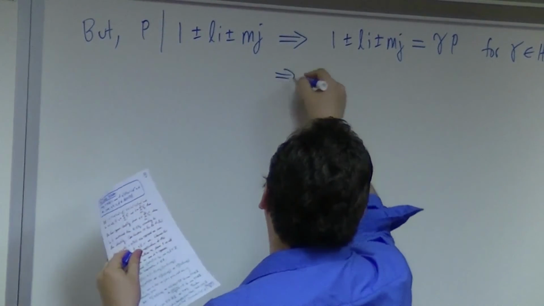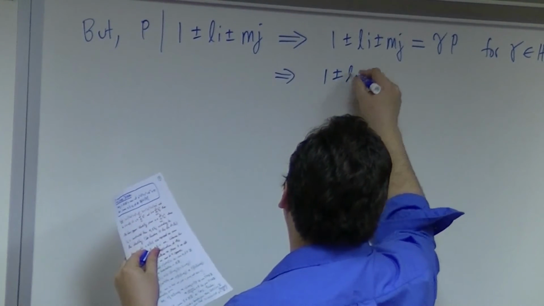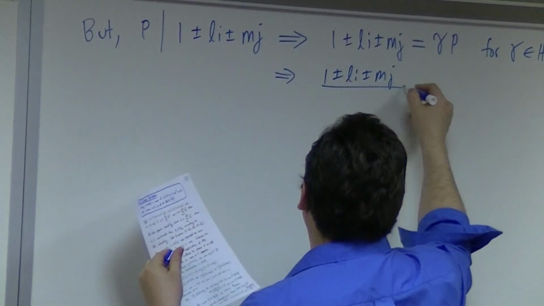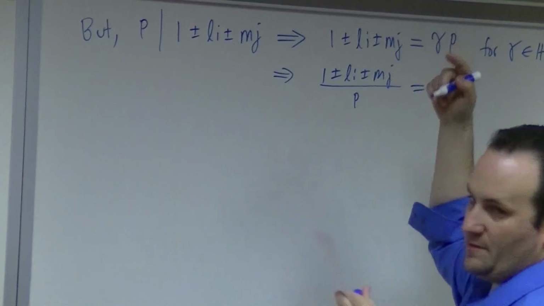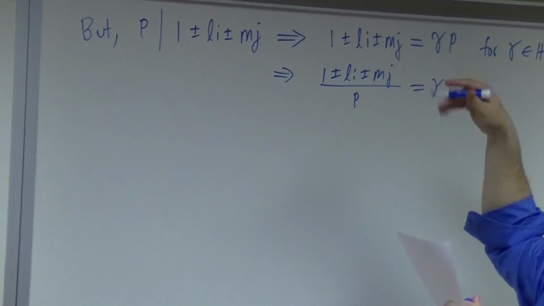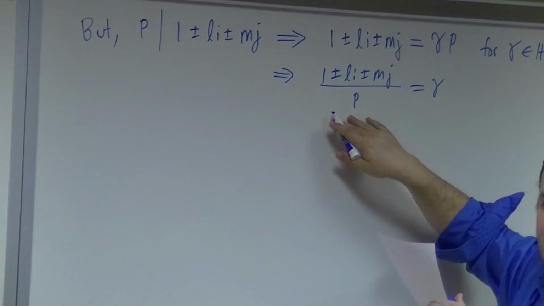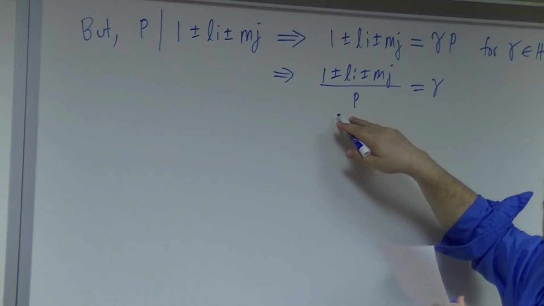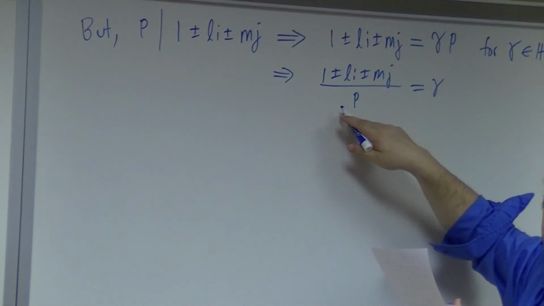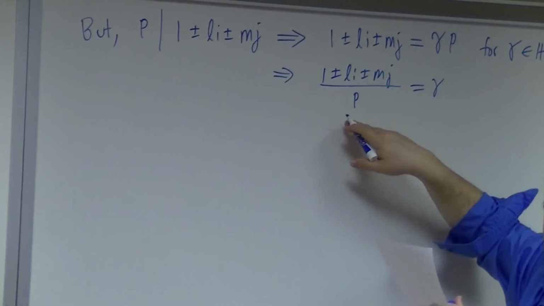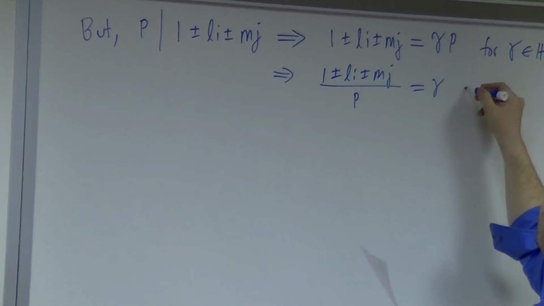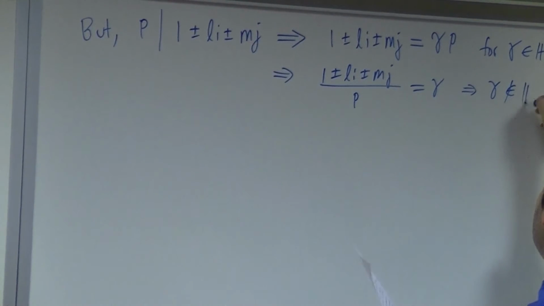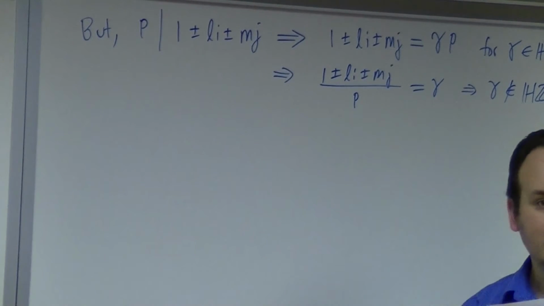Which implies what then? That 1 plus or minus li plus or minus mj. This is a pretty direct calculational argument I'm giving here. I'm just dividing both sides by p, which I can do. p is a real prime, right? No ambiguity or anything. But p is odd, right? Hurwitz integers are built from half-integer fractions, right? This is not a Hurwitz integer, and that implies that gamma is not an element of the Hurwitz integers, which, of course, is a beloved contradiction. Which means what?